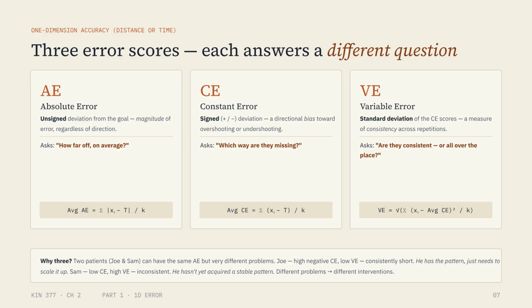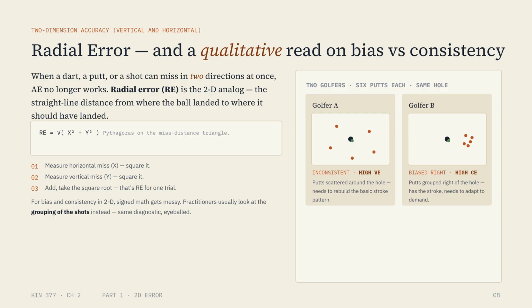This is the single most important practical idea in the whole chapter. Don't just measure how much someone missed, measure how they missed. Two-dimension errors. Sometimes the learner can miss in 2 directions at once. A dart can miss left or right and high or low. A golf putt can miss left or right and short or long. Now the one-dimension trick of subtracting from a target doesn't work.